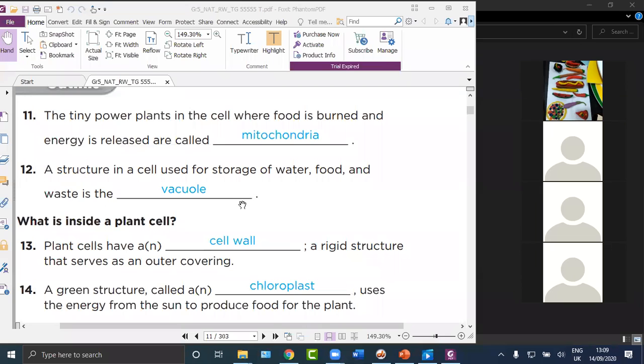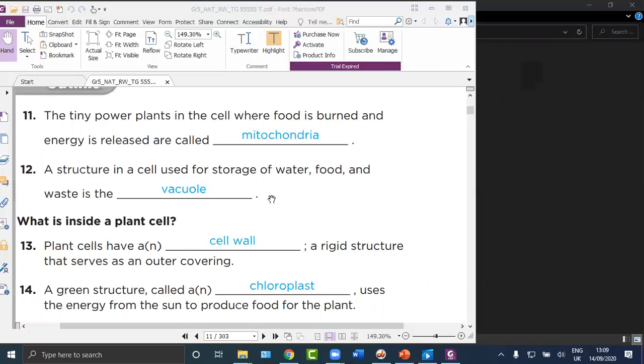Wasim, read 12. A structure in a cell used for storage of water, food, and waste is the vacuole. Excellent, Wasim. Excellent, perfect.